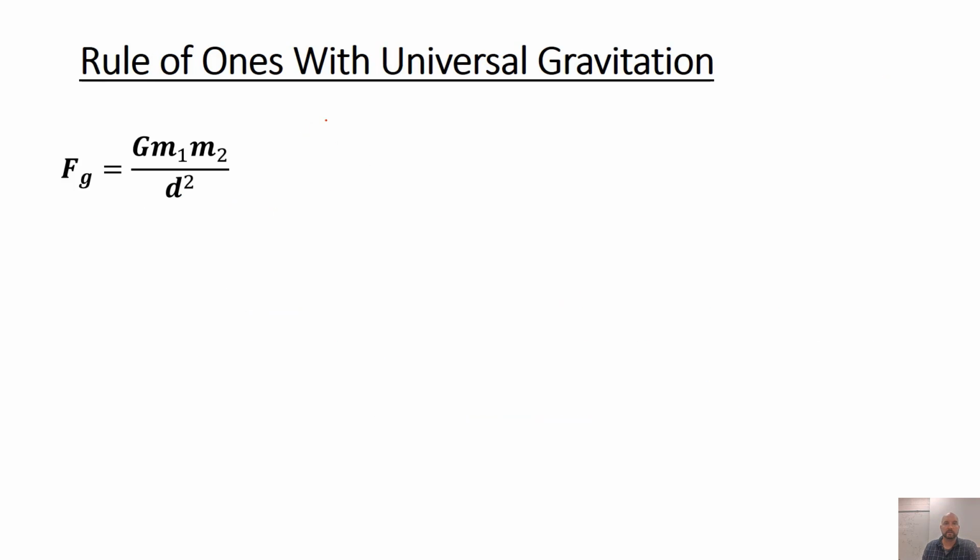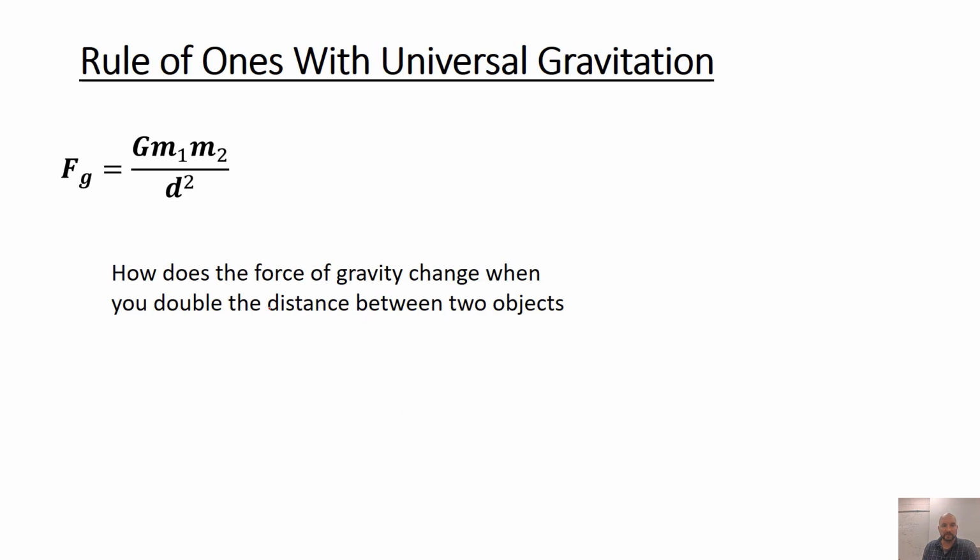We're going to look at the rule of ones of universal gravitation. There's a way we can deal with problems when we see that a number has been doubled, but we don't see kilograms or meters. We've got to do a little bit more with it. So we're going to use what I call the rule of ones. I don't know if everybody calls it that, but we're going to find the equivalent.